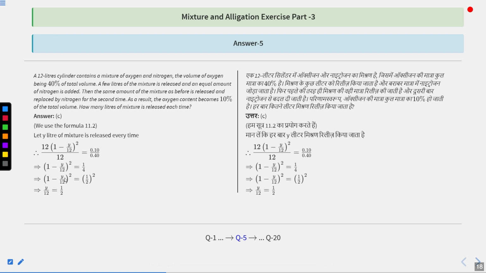(1 - y/12)^2 equals, we can write it, 1 by 4, which is (1/2)^2. So we can compare it: y upon 12 equals 1 by 2. So y becomes 6 liters.